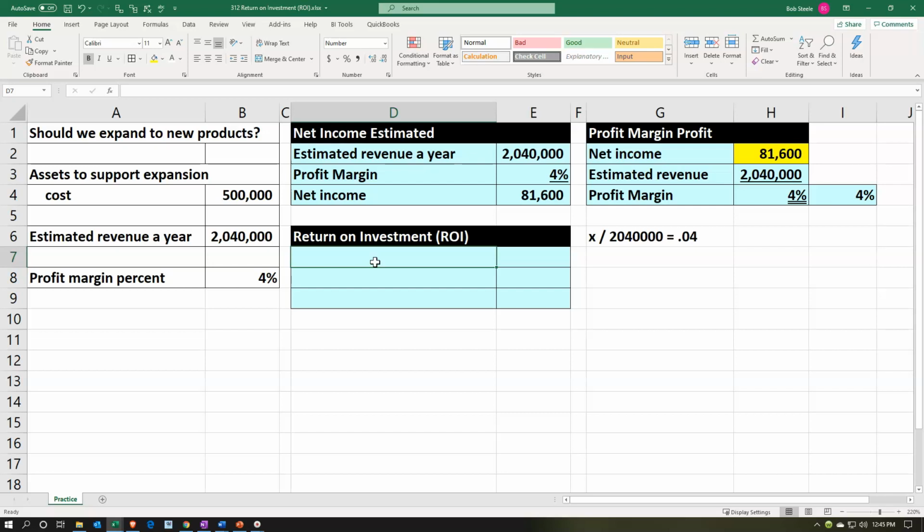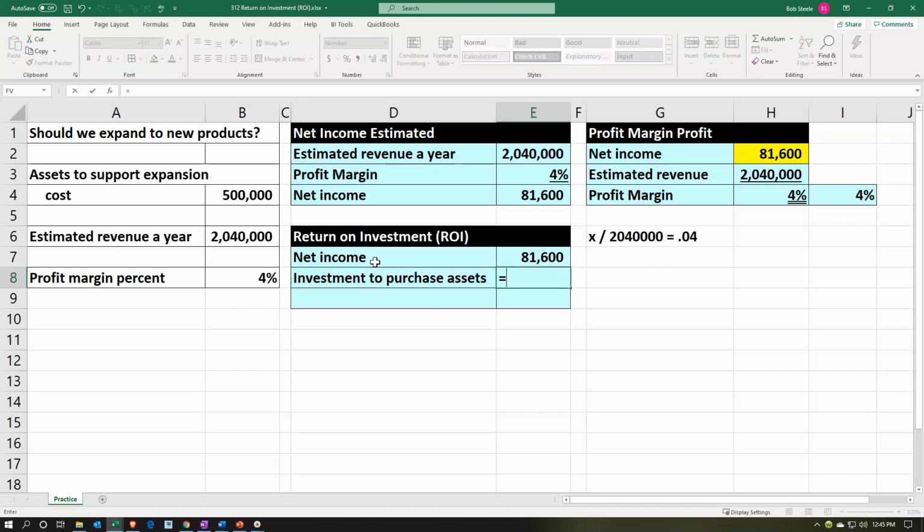Okay, so then we're going to take our net income, which is our estimated net income, and that's going to be our return that we're going to get after a year. It's going to be the 81.6, and we're going to divide that by the initial investment, what we had to give up in order to get that. So the initial investment, we're going to say the investment to purchase assets was the 500,000.